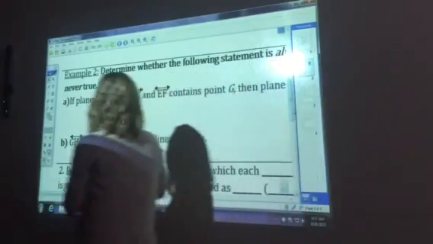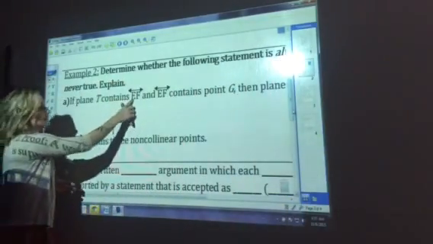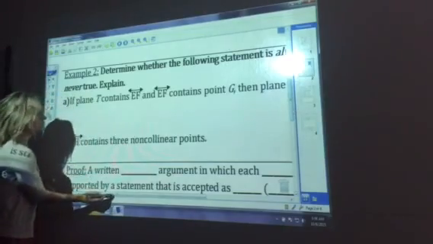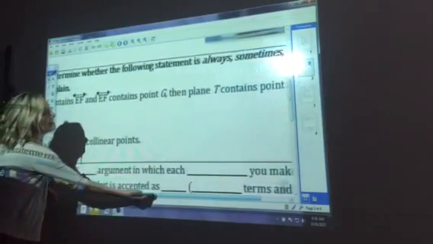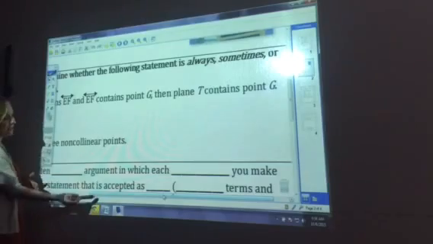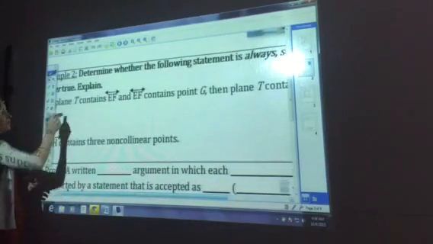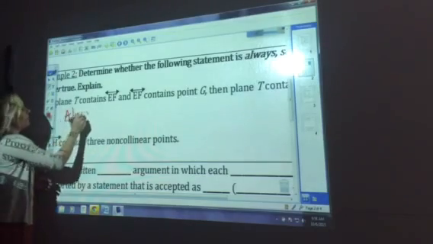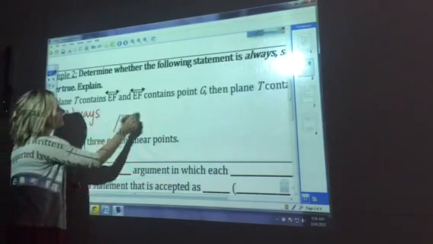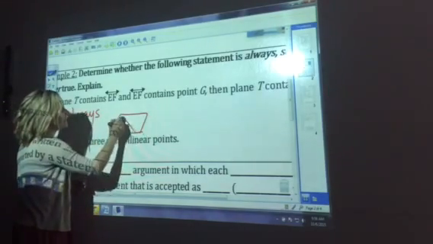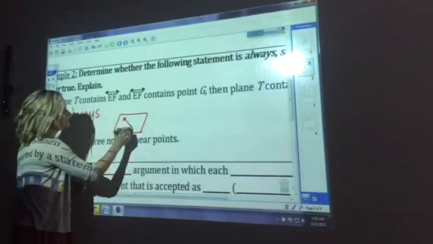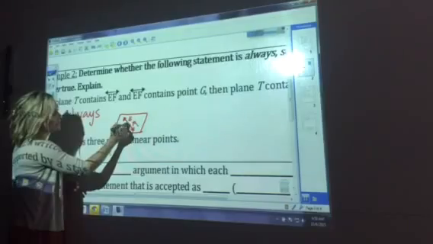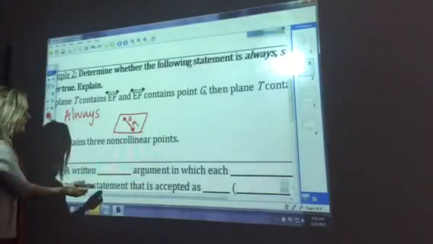So A says, if plane T contains line EF and EF contains point G, okay, then plane T also contains point G. That is going to be always true, okay? In our definition, if you look, what it's saying is that in this plane, if we have this line EF that has those 2 points on it, then if that line also contains point G, then it also has to be in the plane.